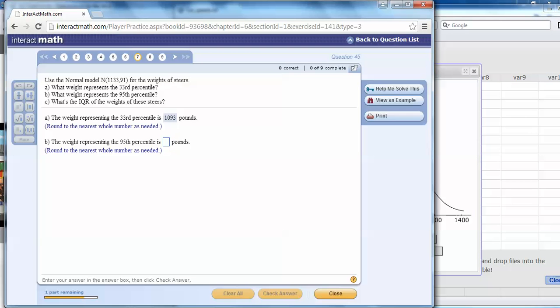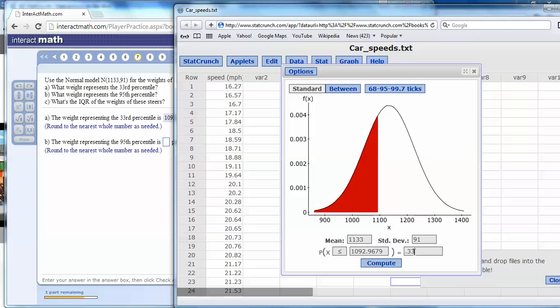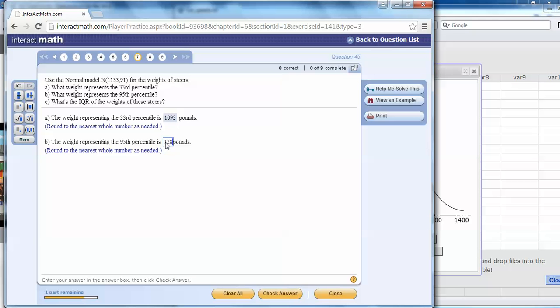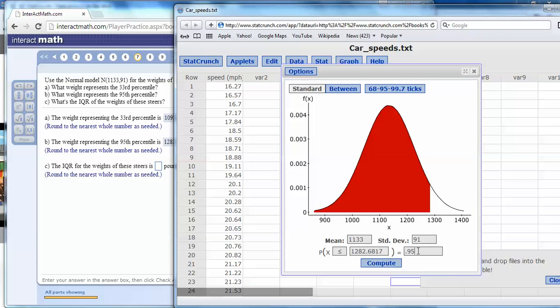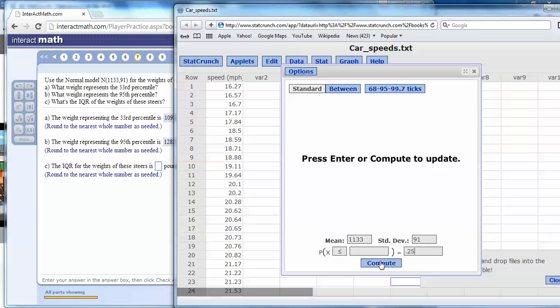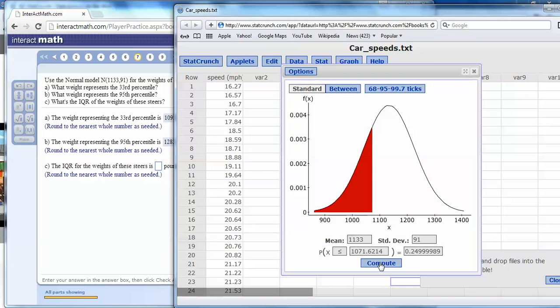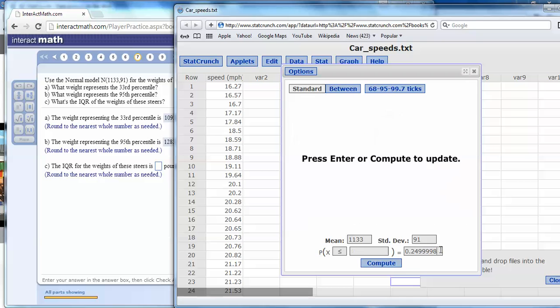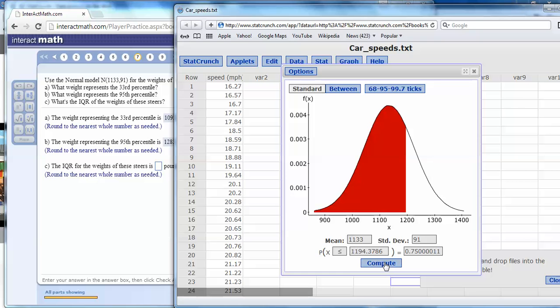And the 95th percentile, by the same process, change your area here to 0.95 and compute, it's going to be 1283. Let's go ahead and put this in, and I'll do the IQR one too. Okay, so for the IQR, you want to find quartile 1, which is where the area is 25% to the left. So I get, what is that, 1072, because I'm going to use whole numbers. And then I want the third quartile, which would mean 75% of the area to the left. Compute. And I've got 1194.